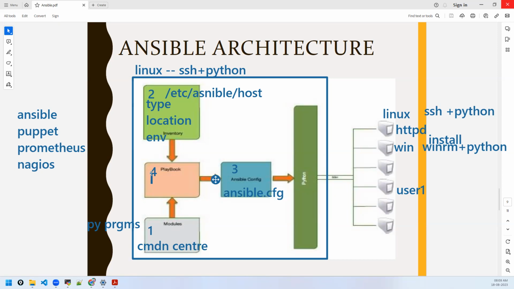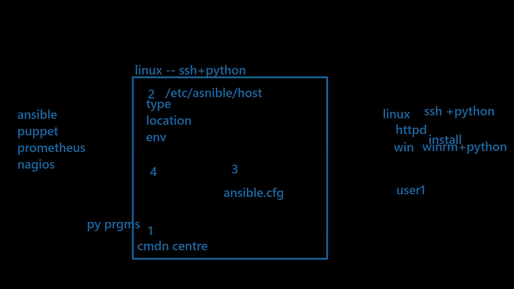Then comes the fourth component, which is very important, called the playbook. The playbook is the component which we write and deal with very regularly, very frequently. A playbook is nothing but a file with the extension .yml. This is your Ansible playbook. Ansible code is also written in YAML. This is where you write your Ansible.